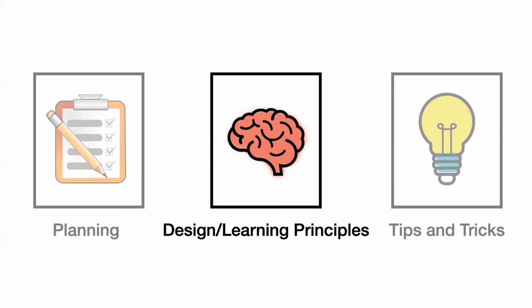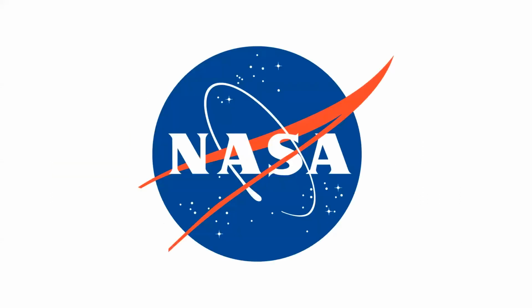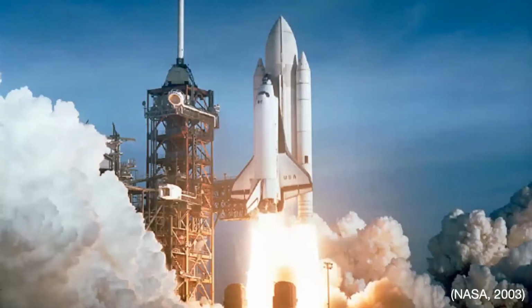So I'm going to start with a real world example of why design and proper consideration of design is so important. This example comes from NASA. Some of us will remember this happening, but back in 2003, the Space Shuttle Columbia was getting prepped to launch. And as part of this prep to launch, there's all kinds of safety reviews and presentations.